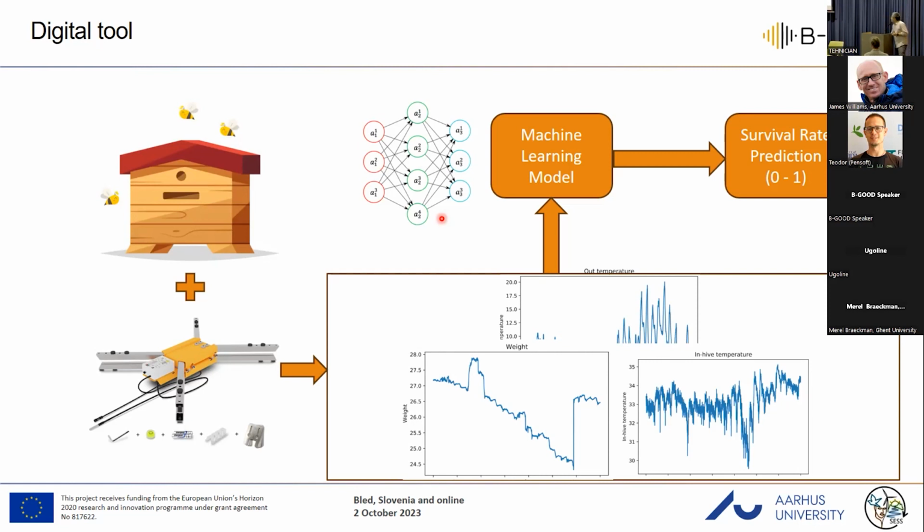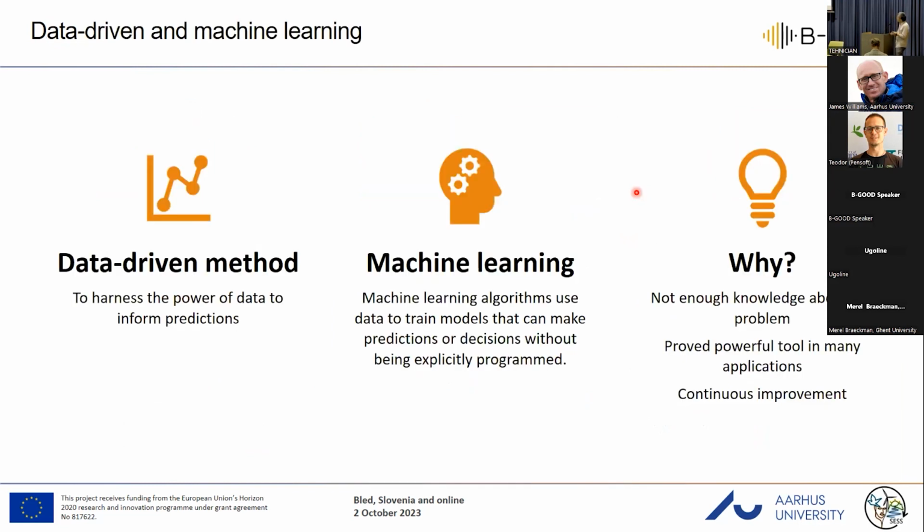So as you can see from this figure, the key components of our method are first the data collected from the BeeGood project and also the machine learning model. So now you might be wondering what they are. What are data-driven methods? What are machine learning methods? Data-driven methods involve harnessing the power of data to inform predictions and also actions, etc. And machine learning is a key tool in the realm of data-driven methods.